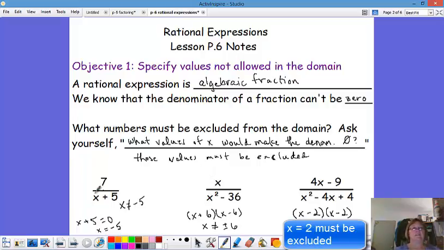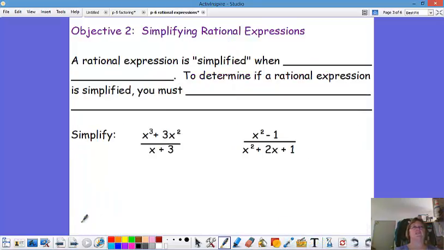All right, let's go on, and we'll talk a little bit about simplifying rational expressions. A rational expression is considered to be simplified when the top and bottom, or the denominator and the numerator, contain no common factors. The denominator and numerator contain no common factors. Well, that sounds like math speak. No common or shared factors.